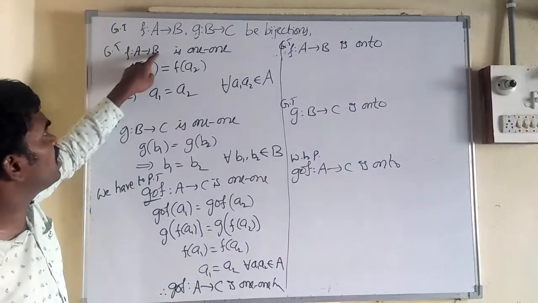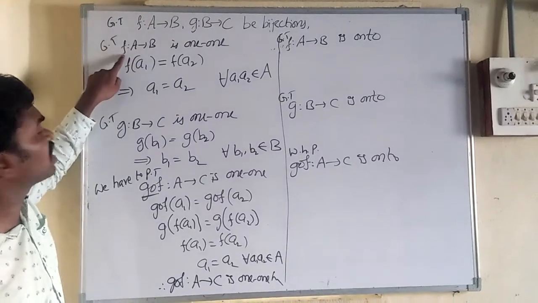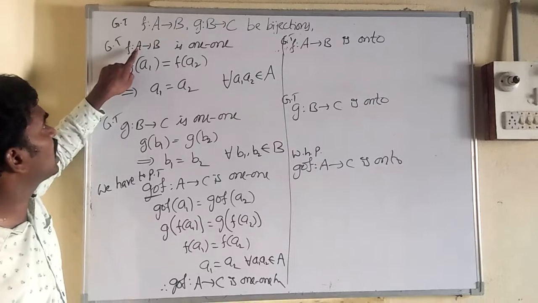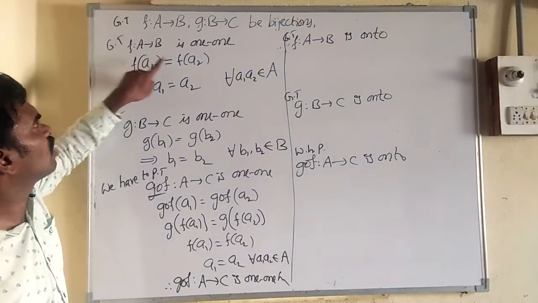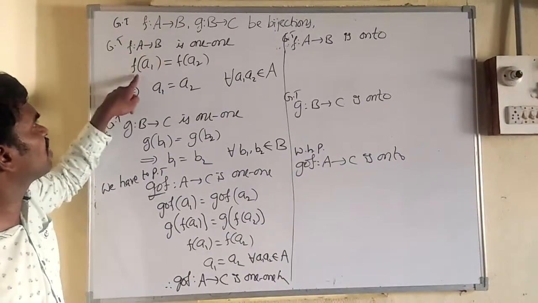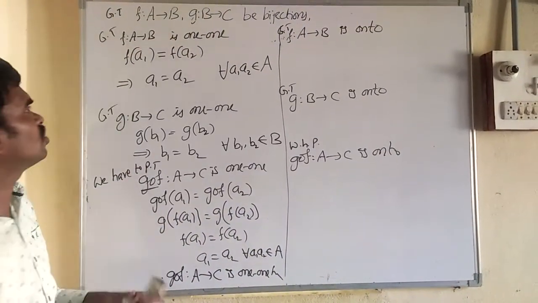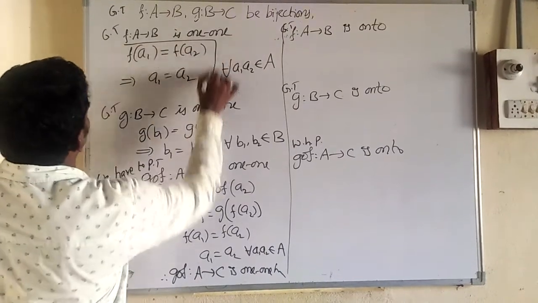If A to B is 1-1, what does it mean? What is the function F? What is the domain? Capital A. So an element in capital A is A1, and one more element is A2. So if F of A1 equal F of A2, then A1 equal A2. This is a definition, so we have to remember this definition.